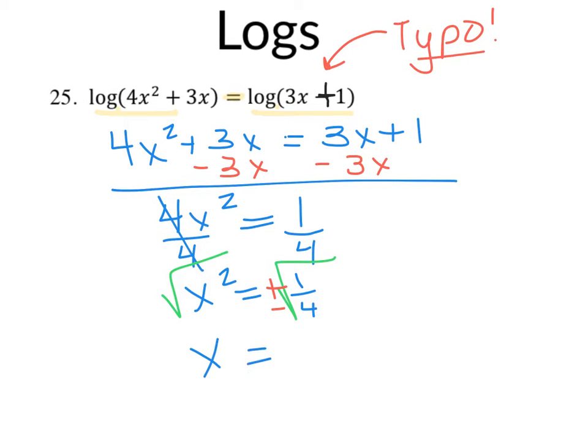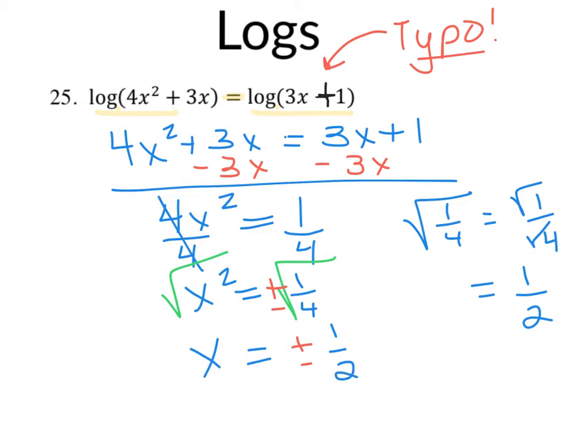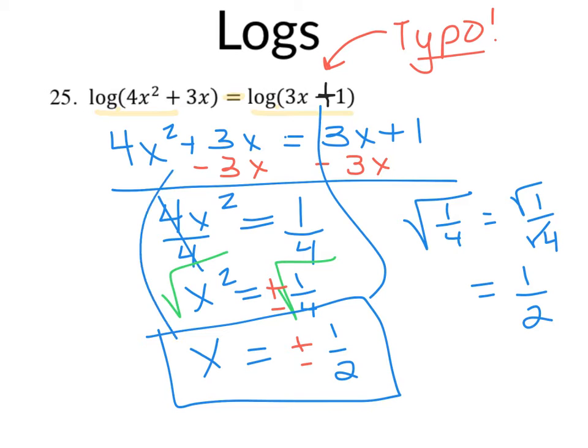So x equals, now over here I'm going to show you, if you take the square root of 1/4, you can break it up like this, and the square root of 1 is 1, and the square root of 4 is 2. So that's what I'm going to do over here. I'm going to have plus or minus the square root of 1/4, which is 1/2. Boom. And you can plug those back into x and check your work.